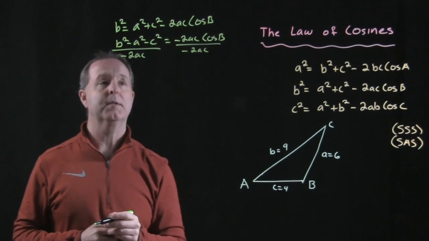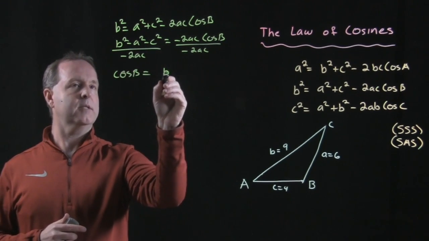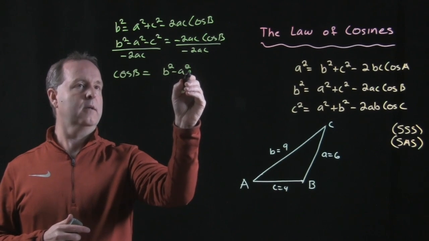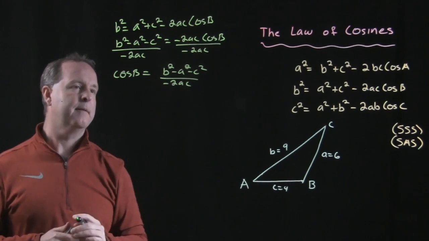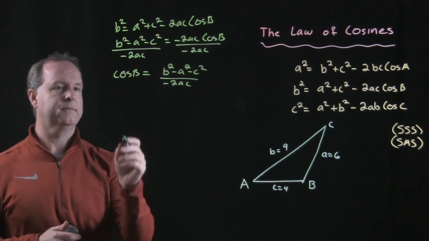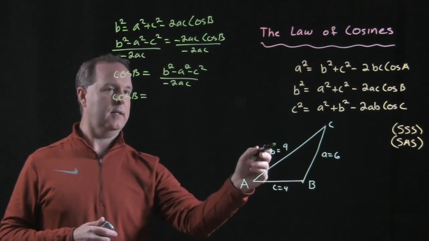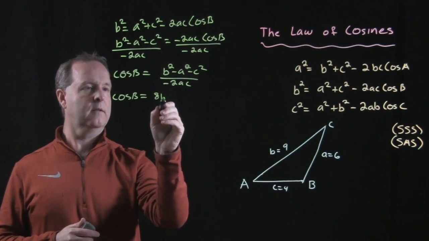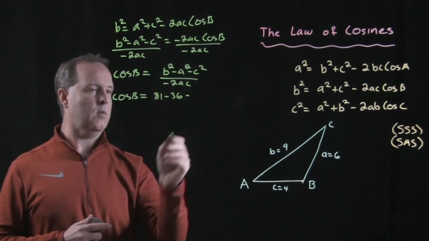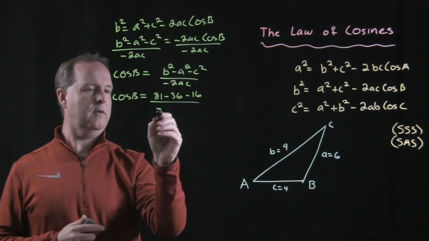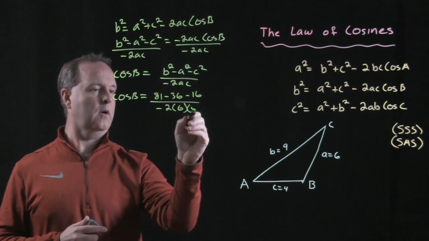Doing so, now I have just a cosine of B by itself, and I'm just going to write cosine of B first, equals B squared minus A squared minus C squared, all over negative times 2AC. Plug in our values that we have here. B squared is 81, minus A squared, 36, minus C squared, 16, all over negative 2 times A, 6, times C, 4.